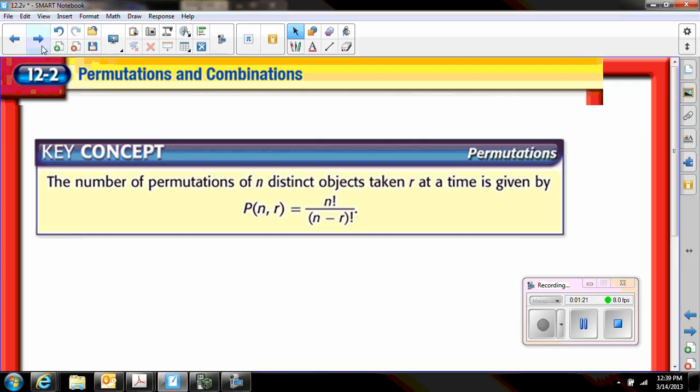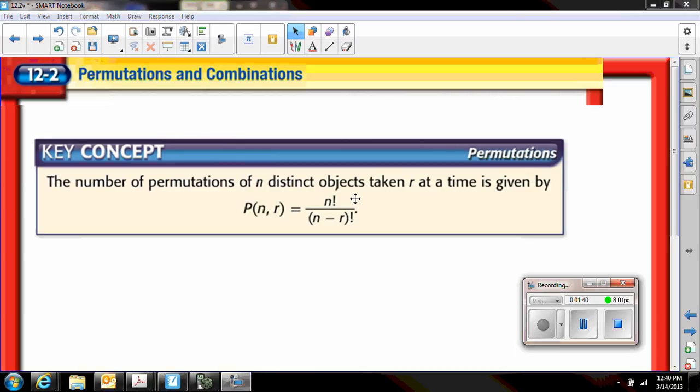Here's the formula for finding a permutation. The number of permutations of n distinct objects taken r at a time is given by the formula P of n choose r, which is equal to n factorial divided by n minus r factorial.